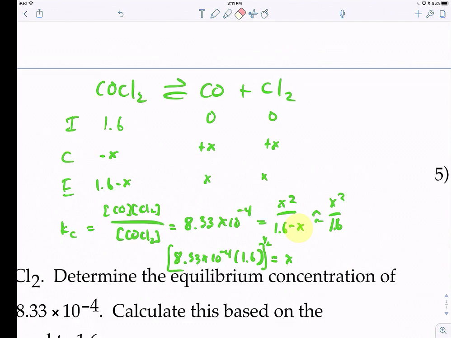So the Kc is the products over the reactants: carbon monoxide, chlorine, over COCl2. The Kc given to us is 8.33 times 10 to the minus 4. So plug in the values from the ICE chart: x squared over 1.6 minus x. And we can discount that x, so x squared over 1.6. Solve for x, and whatever that value is, it's equal to the equilibrium concentration of CO, which is what we're looking for.